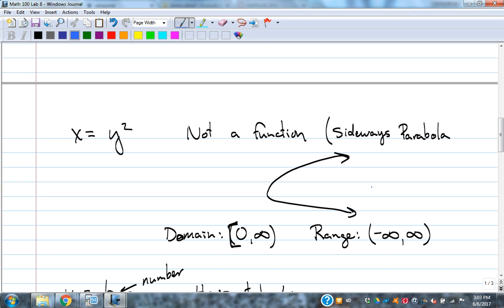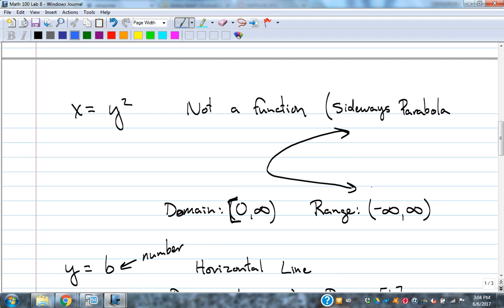Here's a sideways parabola where the y is squared, not the x. It is not a function, yet it does have a domain from 0 to positive infinity, and a range from negative infinity to positive infinity.